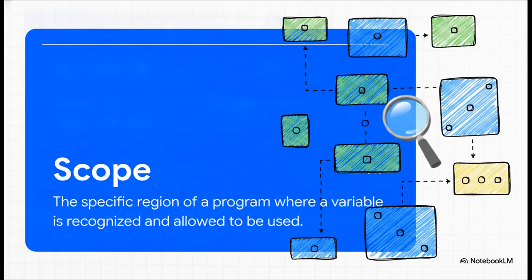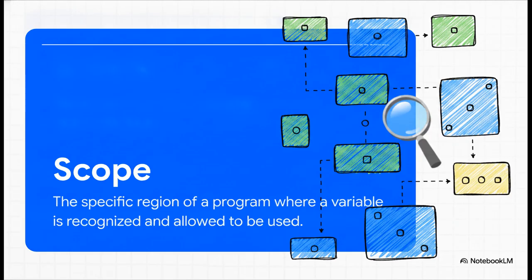Okay, scope. I know it sounds like this super intimidating, high-level computer science word, but honestly, don't let it scare you. It's actually just a simple set of rules about where information lives and who gets to see it. Just think of it as the machine's internal bubble.